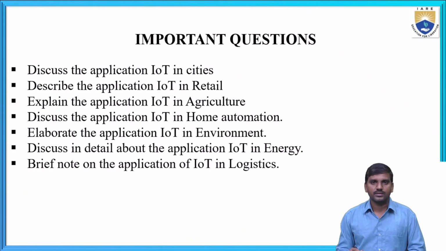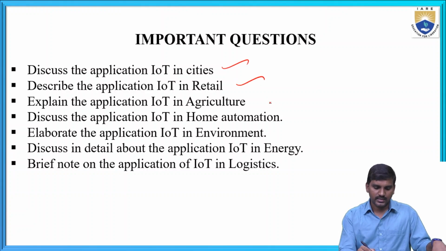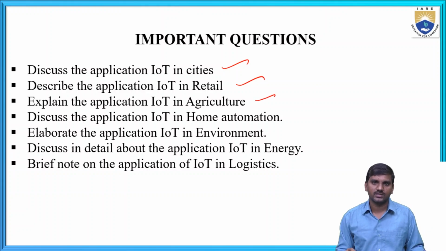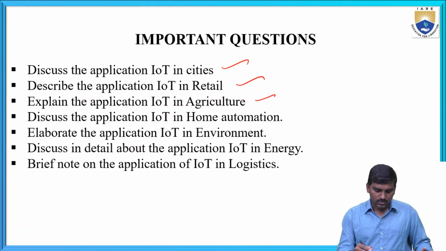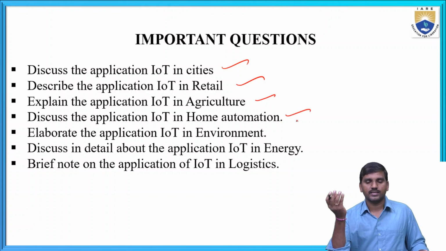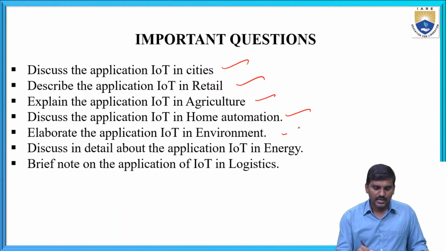So these are some important questions on IoT domain specification. Discuss the IoT applications in cities, in retail, in agriculture. Just like the smart irrigation system we discussed in the last slide only. In home automation, smart parking, smart lighting, smart waste, like that. In environment also, health.